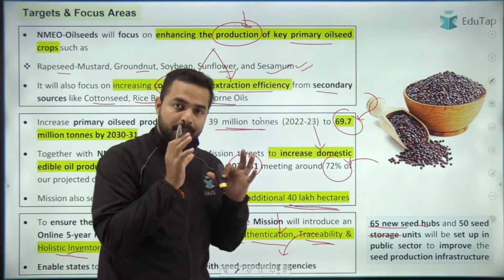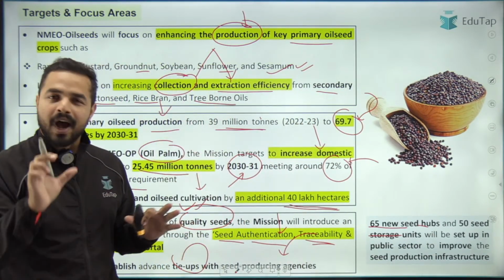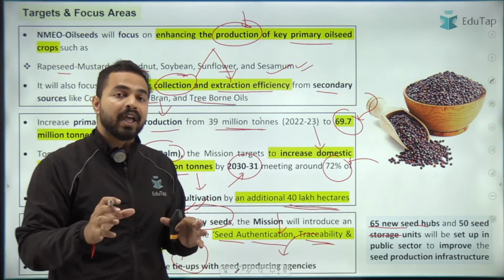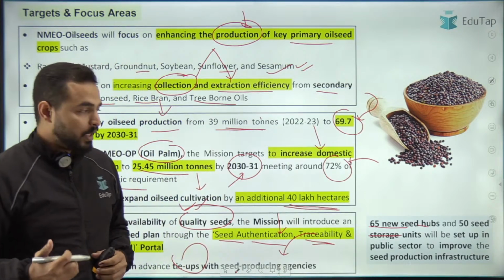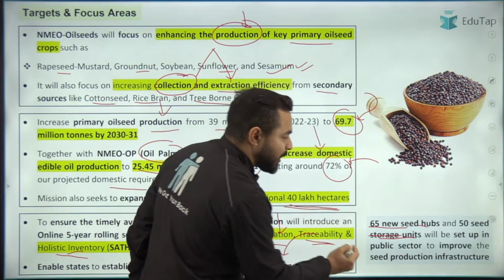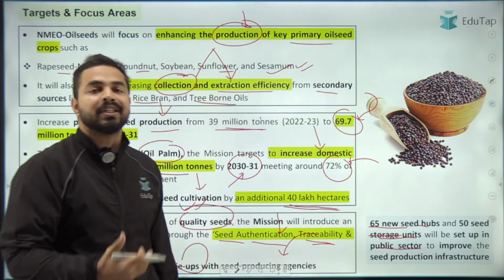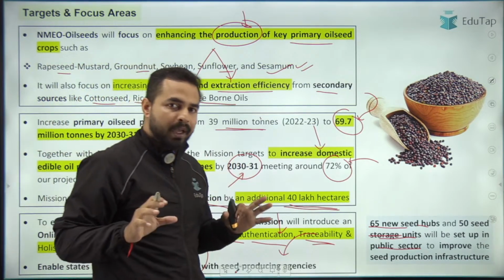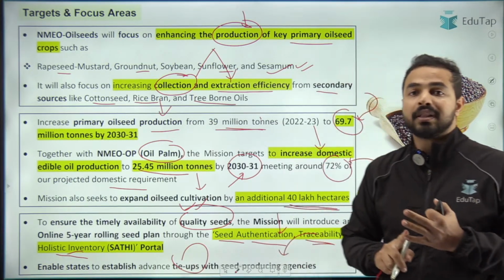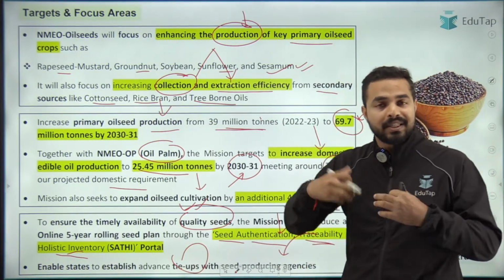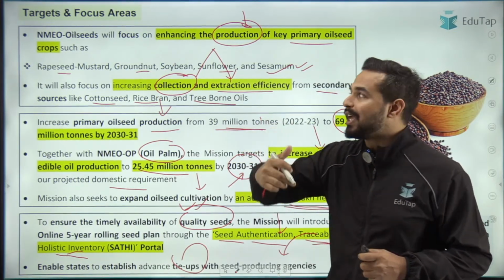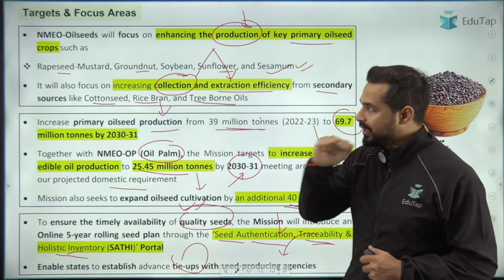See guys, now we have worked on production, we have increased the area of cultivation. Along with this, another important thing is that we should have some seed hubs, and we must also have some units where we can store these seeds. So 65 new seed hubs and 50 seed storage units will also be set up in the public sector so that we can improve the seed production infrastructure in our nation. So work will be done on every part, that is production, cultivation, oil extraction, and also storage, and in this way the overall infrastructure of the oil seed production and the oil production will be enhanced with the help of the National Mission on Edible Oil for oil seeds.